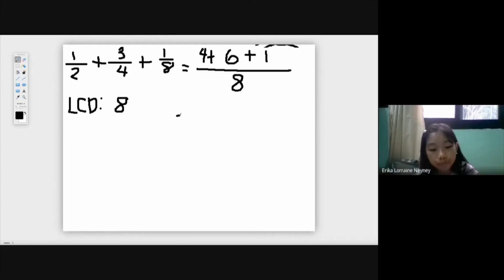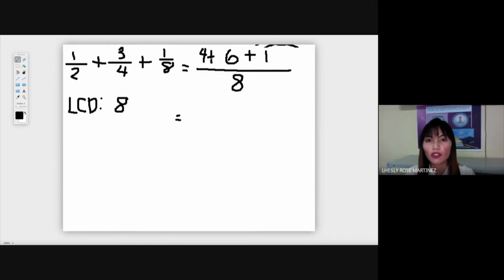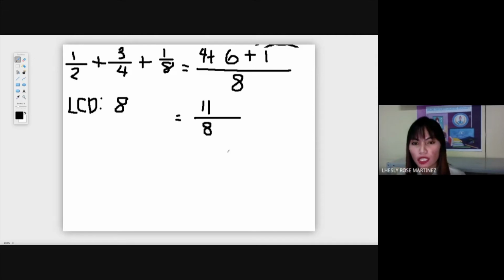Okay. Next, we need to do the operation. 4 plus 6 is 10, plus 1 is 11. So that will be the numerator. And then copy the denominator. Okay. What kind of fraction is 11 over 8?